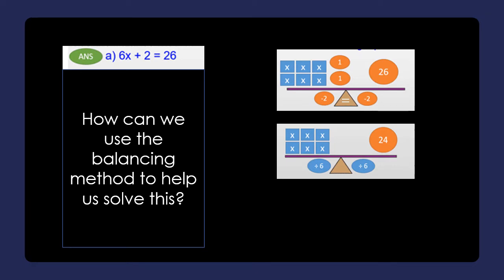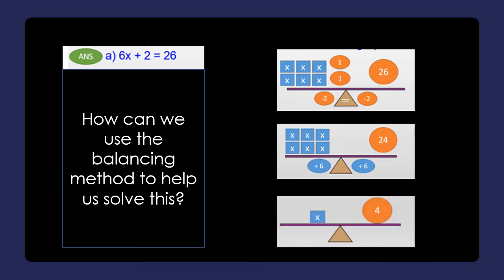But we need to go a bit further. We've still got 6 times x, and we're still trying to find out what x is. If we divide our 6x by 6, we do the inverse of our multiplication and do the division, 6x divided by 6 would give us 1x, and that's what we want to find the value of. 24 divided by 6 equals 4. So now we know that 1x is equal to 4.